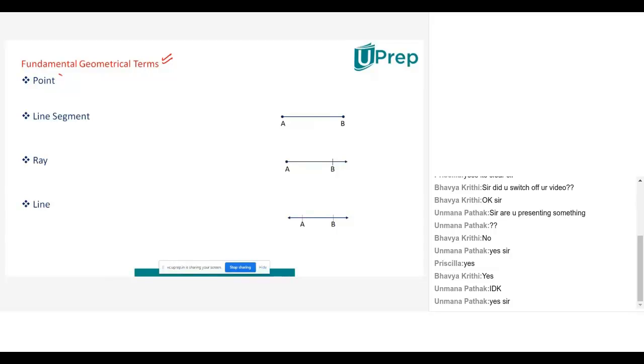What's the point, guys? What is the point? A very simple term, but it has a lot of importance when we talk about geometry. What's the point? You can speak. Sir, a point is the two end points of a line. He's talking about one point. He's not saying points. He's just talking about one. Sir, a dot. Okay, good, good. Anything else? Any other answers?